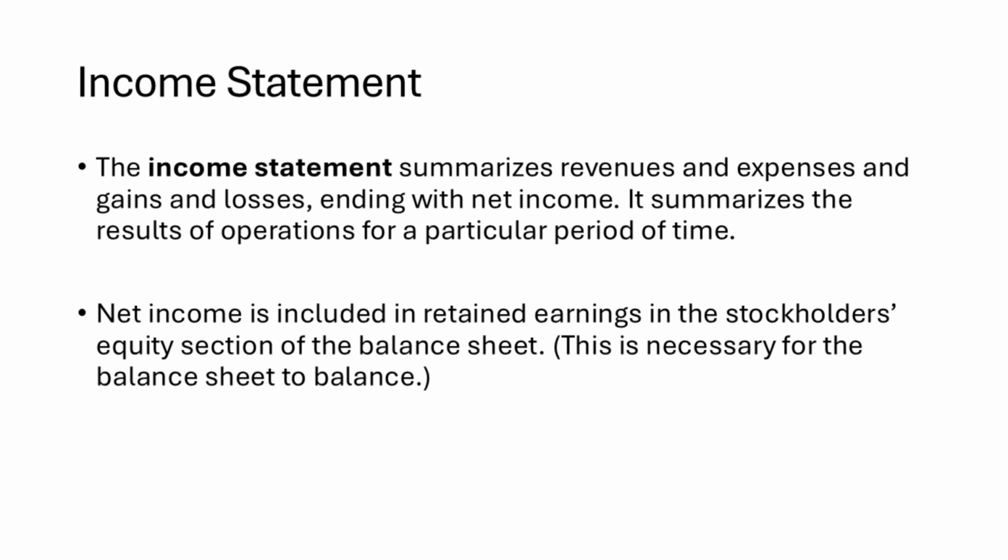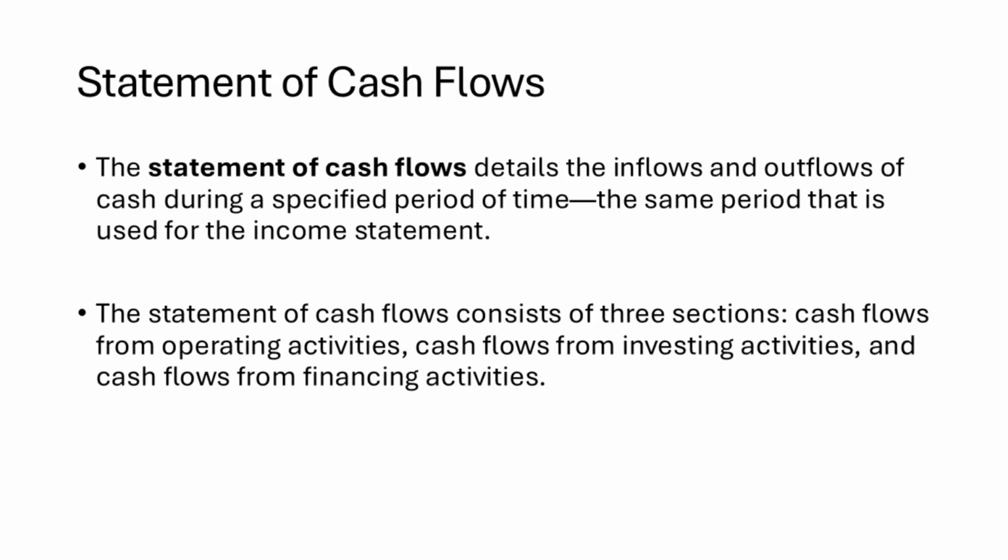The income statement summarizes revenues and expenses and gains and losses, ending with net income. It summarizes the results of operations for a particular period of time. Net income is included in retained earnings in the stockholders' equity section of the balance sheet. This is necessary for the balance sheet to balance. The statement of cash flows details the inflows and outflows of cash during a specified period of time, the same period that is used for the income statement.